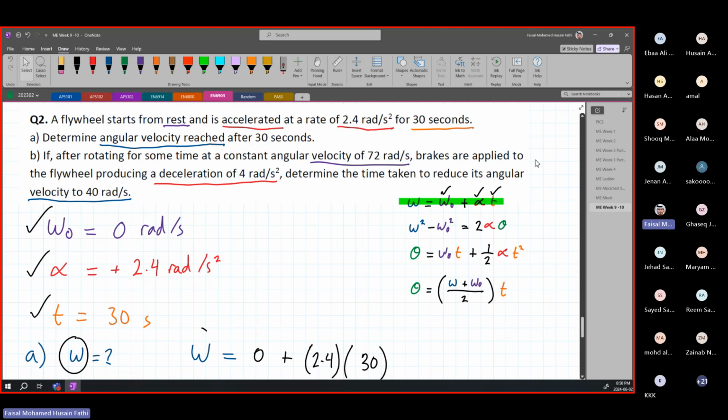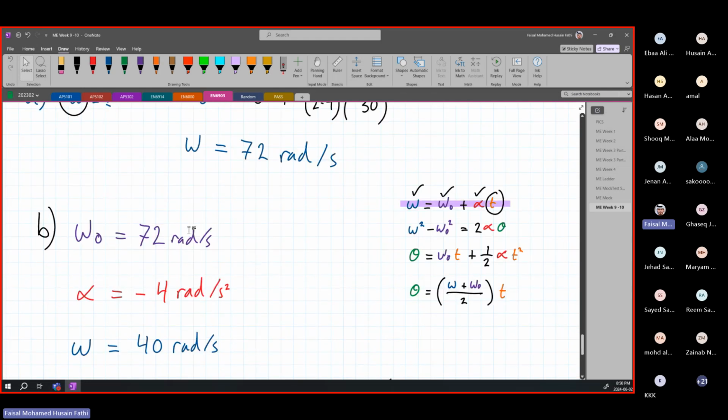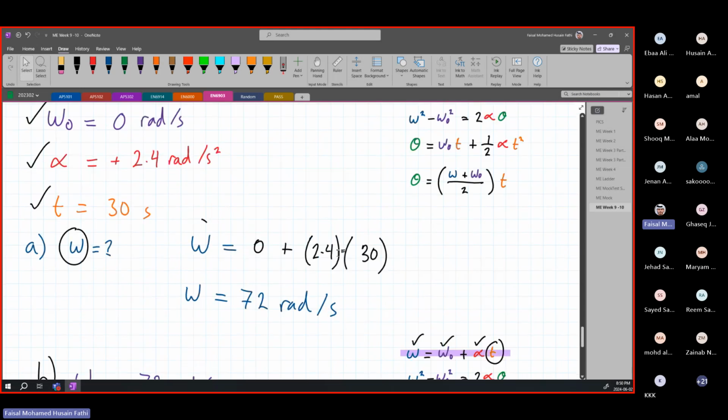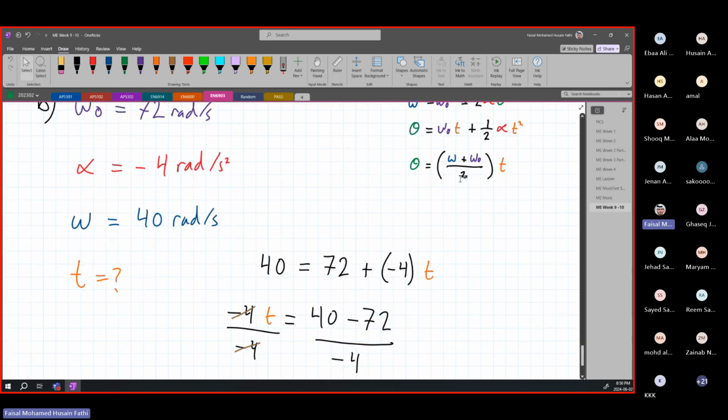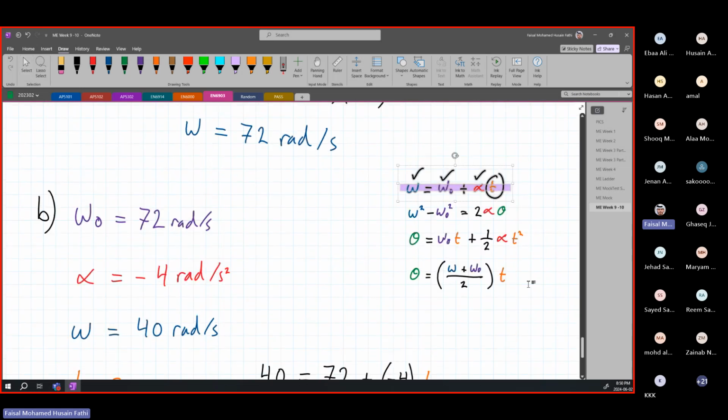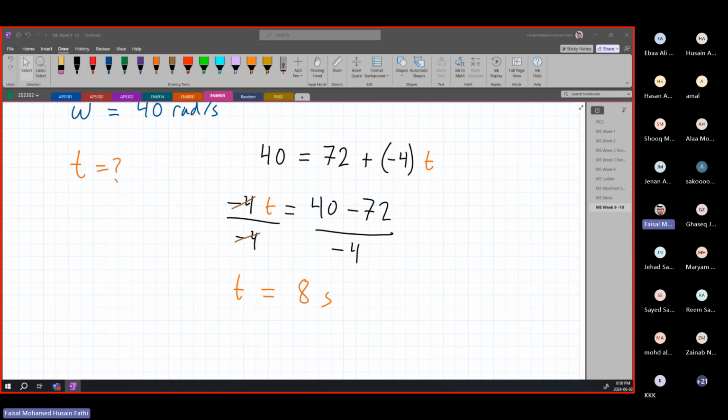Brakes have been applied, so we know it's slowing down. So we know there's going to be a deceleration. And the value of the deceleration is 4 radians per second squared. So it's going to be negative 4 because it's decelerating. Determine the time. So we know we need to find time. Determine the time taken to reduce its angular velocity to 40 radians per second. So this is the final angular velocity that we need to reach. And simply we just plug it into any of the equations where we have all of the givens. And then we solve for t. Okay.